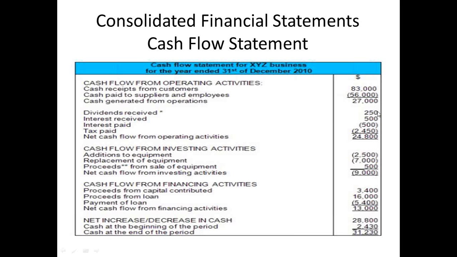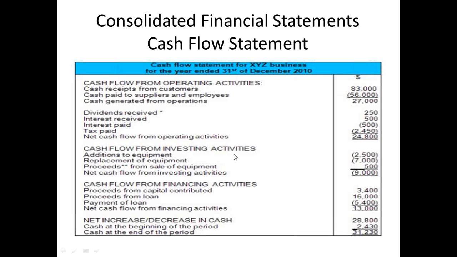There were also some other monies that were brought in, a little bit from dividends received, interest received, interest paid. It's $500, so there's a wash right there between the $500 positive and the $500 negative. And then out of that $27,000, they had to pay taxes, nearly 10%, about 9.5%, which is that $2,450. So the difference between the two of those is $24,800.